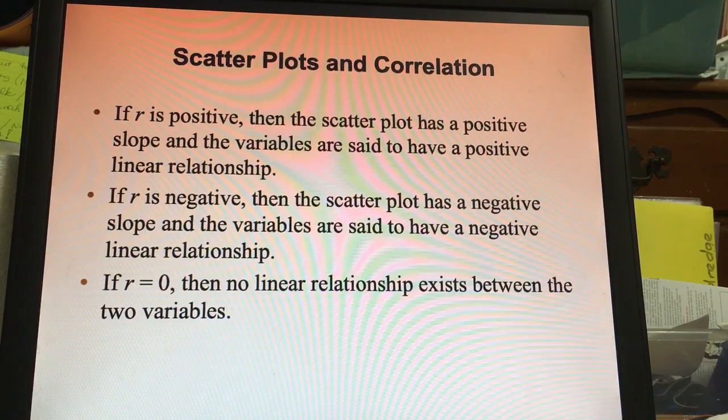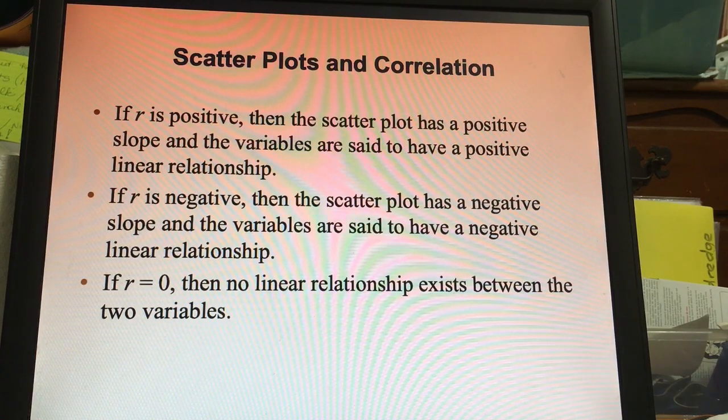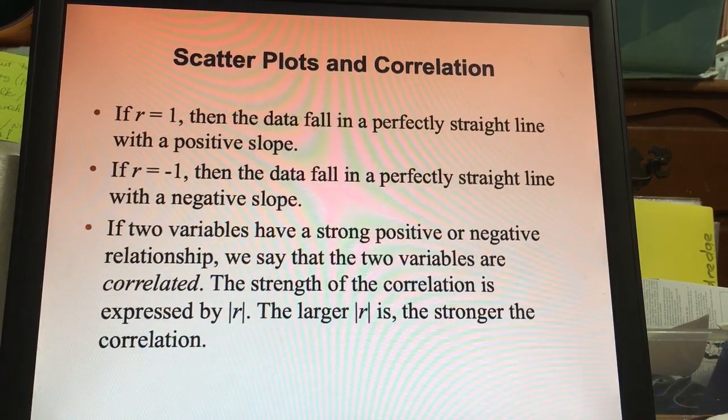Now, here are the rules. We have scatter plots and correlation. If R is positive, that's the correlation coefficient is positive, then the scatter plot has a positive slope, and the variables are said to have a positive linear relationship. If R is negative, then the scatter plot has a negative slope and the variables are said to have a negative linear relationship. If R is 0, then no linear relationship exists between the two variables. If R is 1, then the data fall in a perfectly straight line with a positive slope. If R is -1, then the data fall in a perfectly straight line with a negative slope.